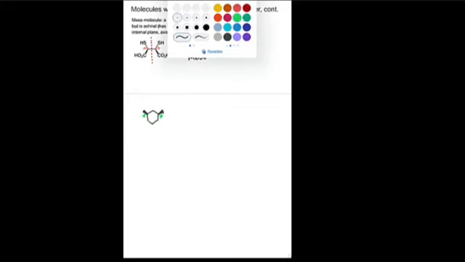Let's try to draw the mirror image. So this molecule is kind of looking at itself in a mirror plane. And so you see what we get is the same exact drawing. So these molecules are the same. They're superimposable. They're mirror images, but they're superimposable. And so they are not enantiomers.